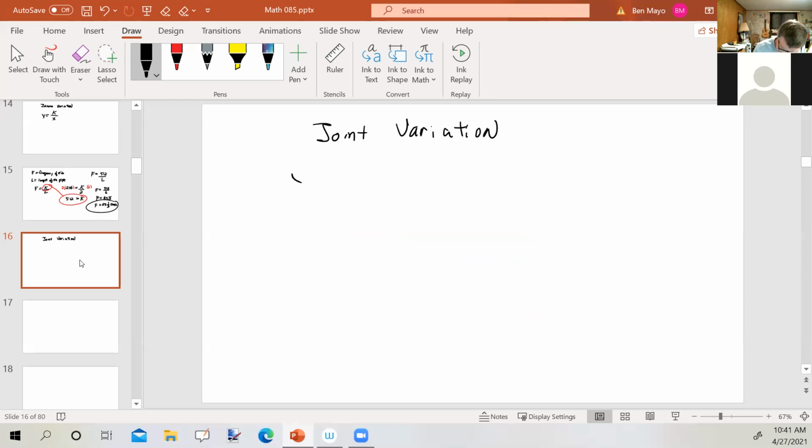It'll be y equals k, and then maybe like xz. The point being that there's more than one variable on the right side of the equation. Again, k is always there, though it may not always be mentioned. So joint variation is kind of like direct variation, except over on the right side, we have more than one variable. All right, let's take a look at an example of that.